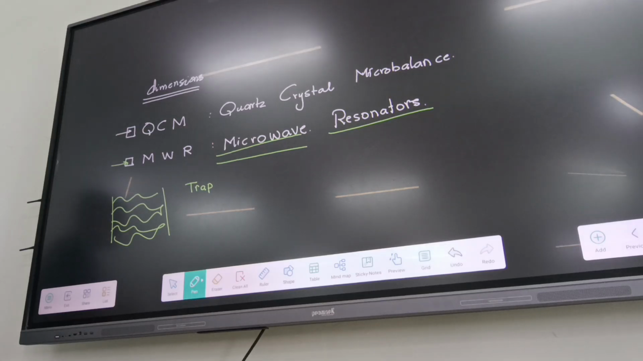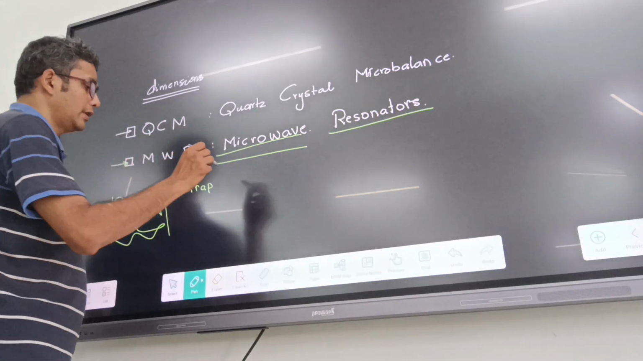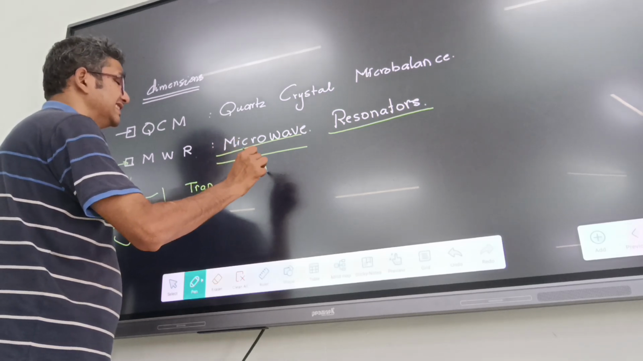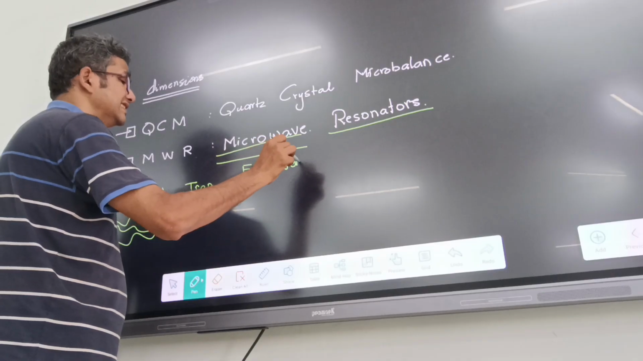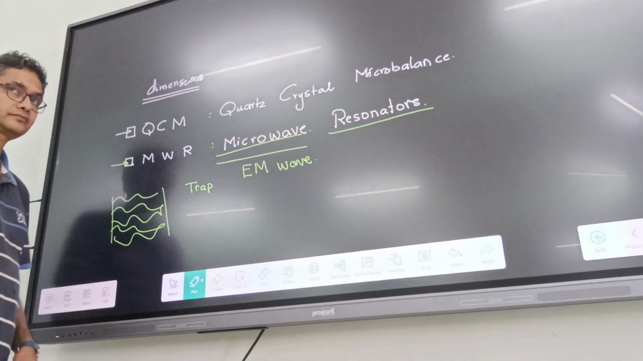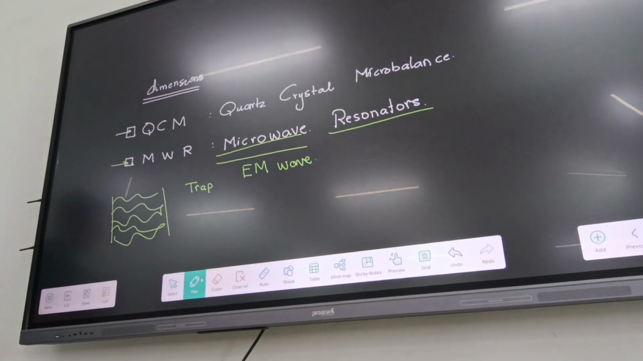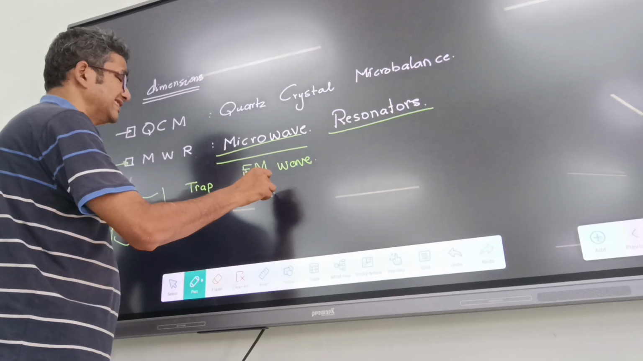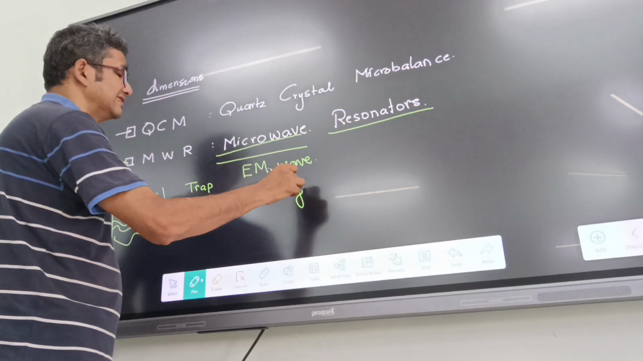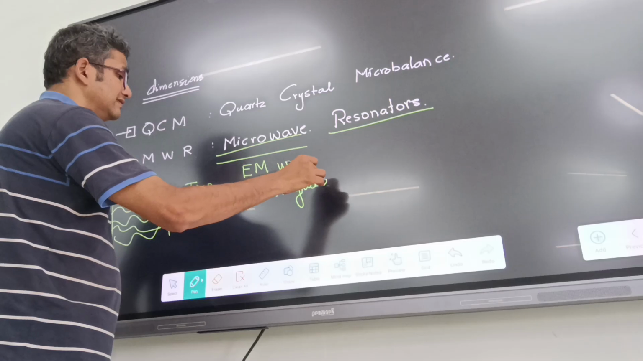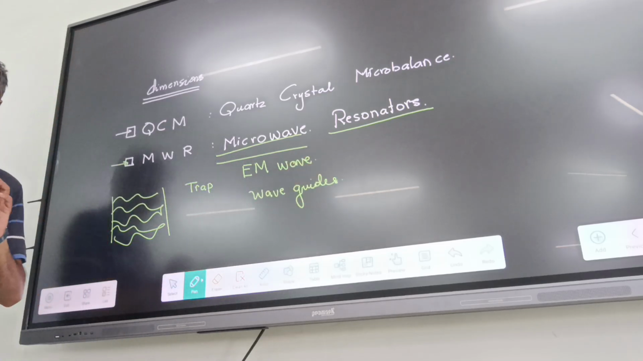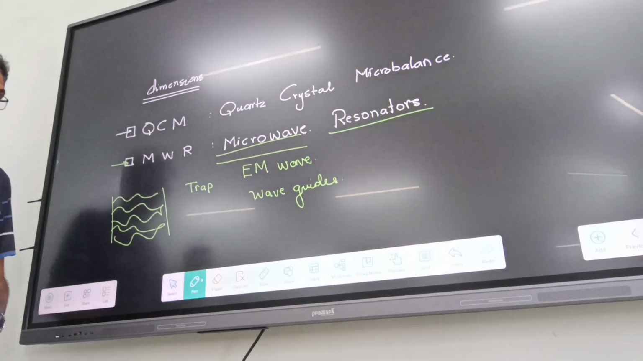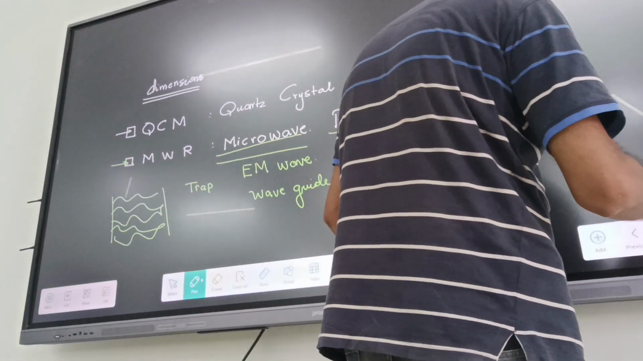साउंड वेव्स या प्रेशर वेव्स के बारे में बात नहीं कर रहे. We are talking about electromagnetic waves, or rather I should say wave guides. We somehow trap the wave and then we use it for different applications. Okay. Now let us try to explain what actually happens.